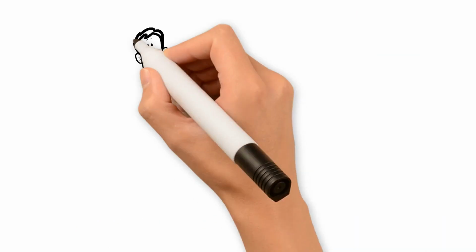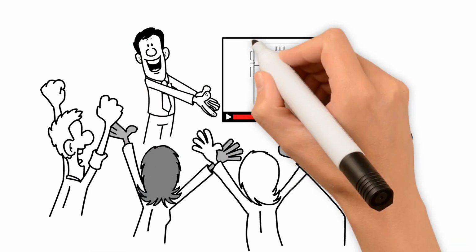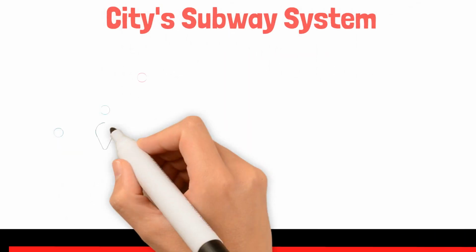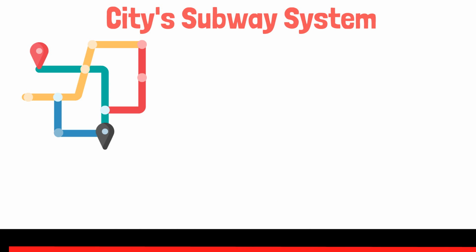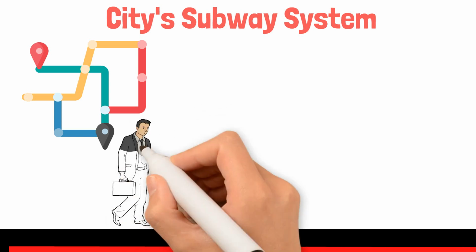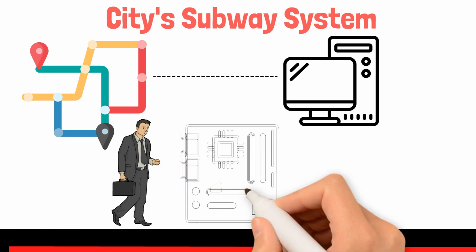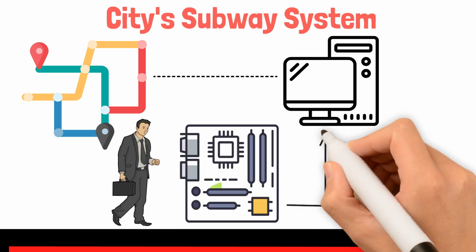Now let's talk about some fun examples of what a motherboard is like. You can think of it like a city's subway system, with all the different lines connecting different neighborhoods and allowing people to travel around. Each line represents a different component of your computer, and the motherboard is like the central station that connects them all together.